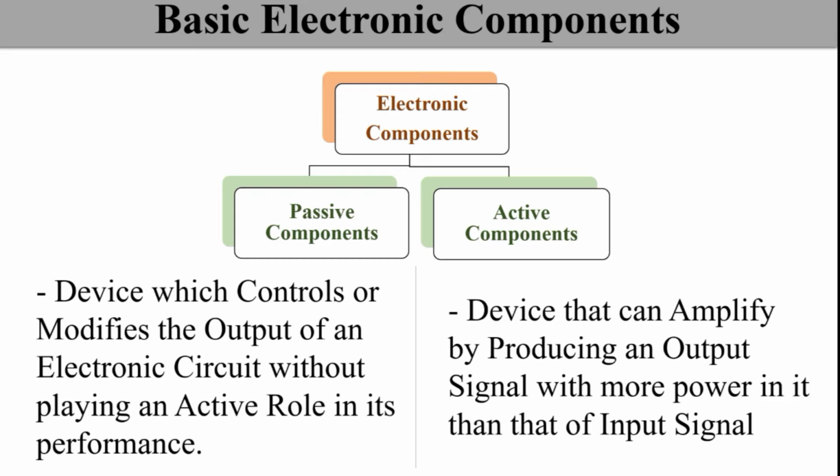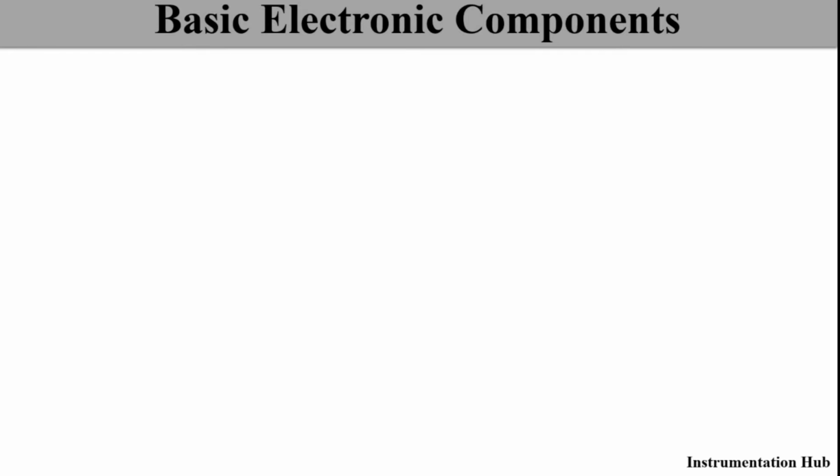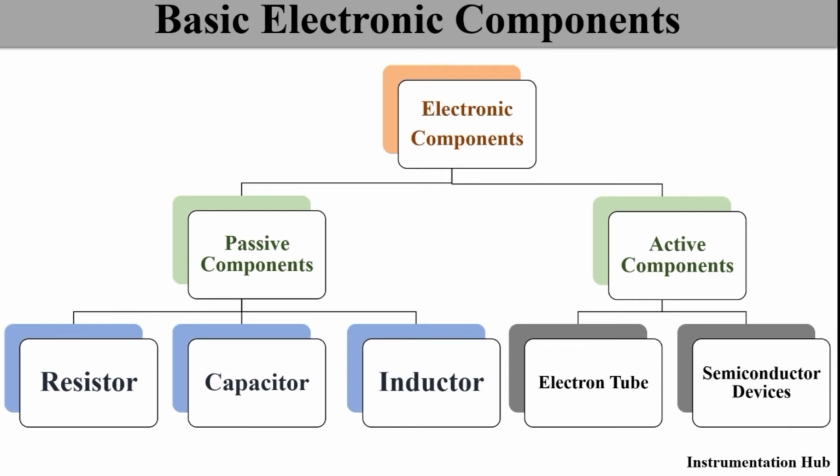Passive components store energy in the form of voltage or current, whereas active elements produce energy in the form of voltage or current. Passive components can't control the flow of current, but the active components can control the flow of current. Okay, now see what are the different active and passive components.